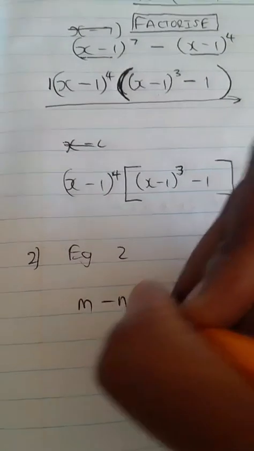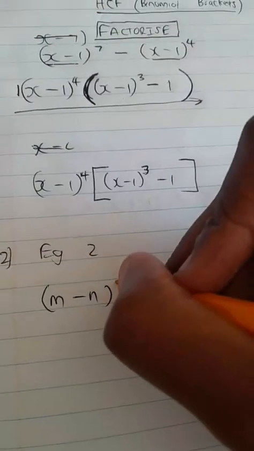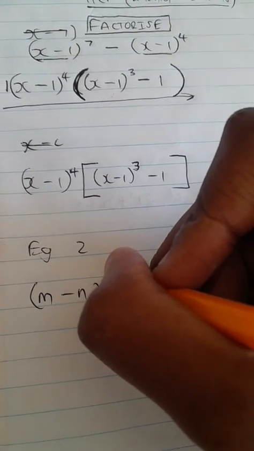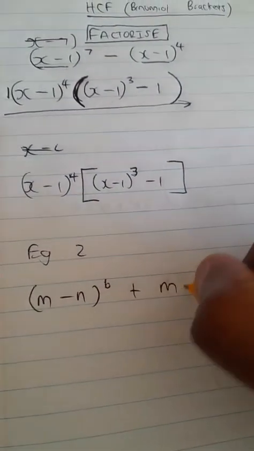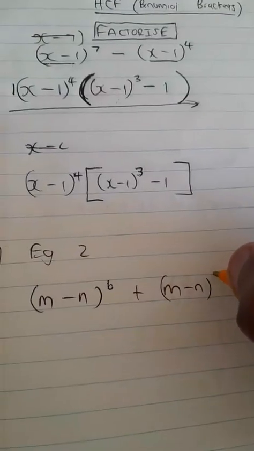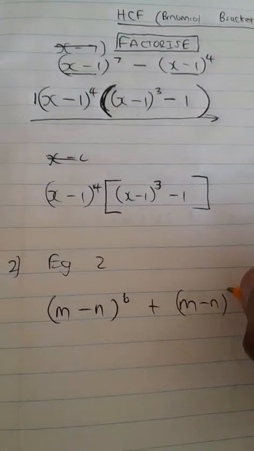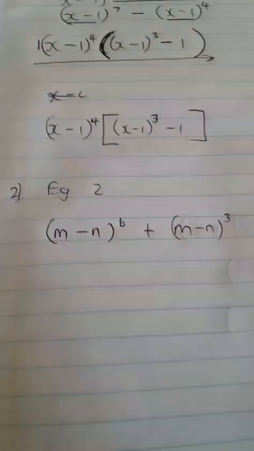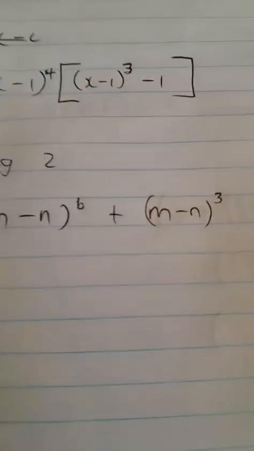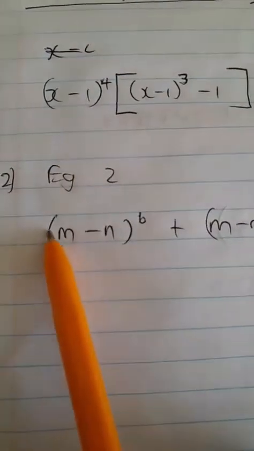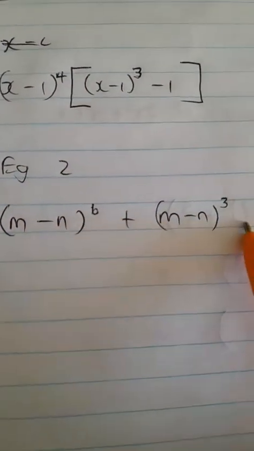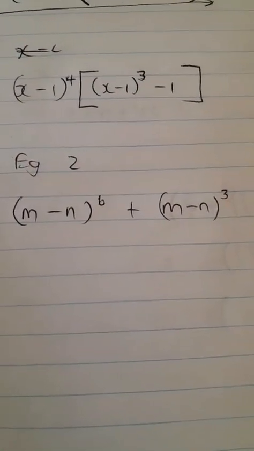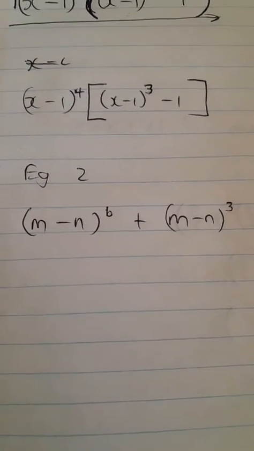m minus n to the power 6 plus m minus n to the power 3. Okay, so again, guys, look at this. How many terms in the expression? We have 2 terms. Okay, hopefully we are all on board with that.